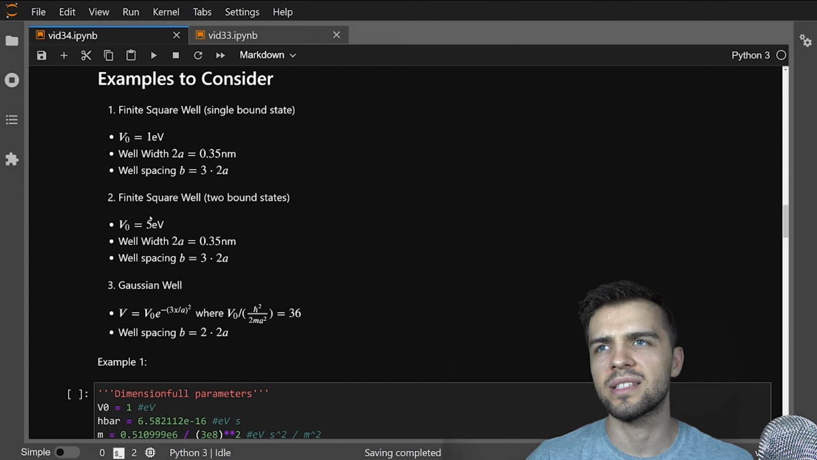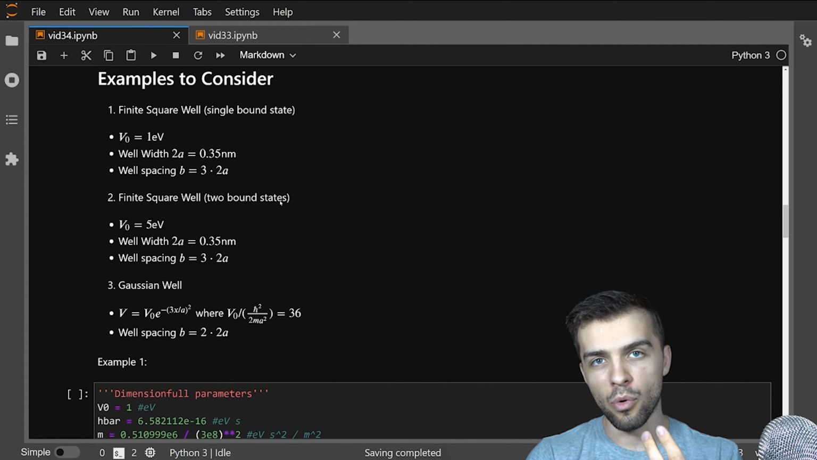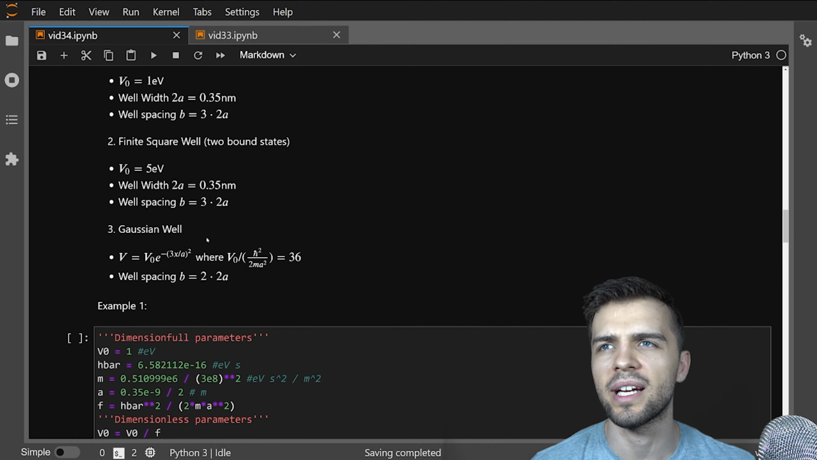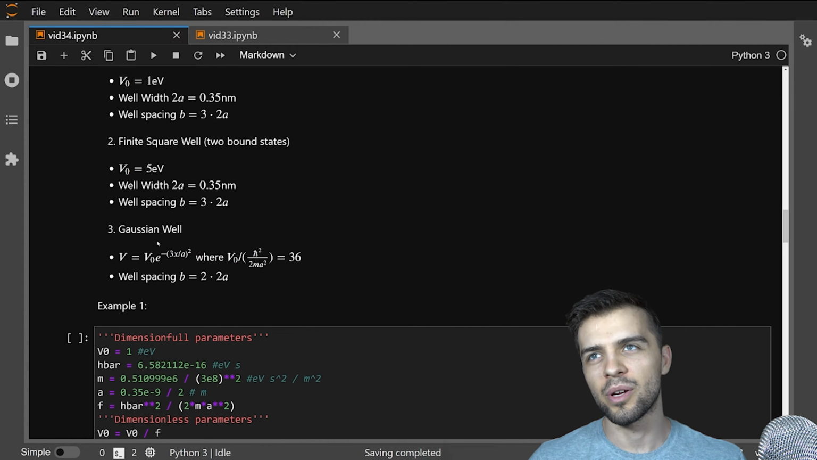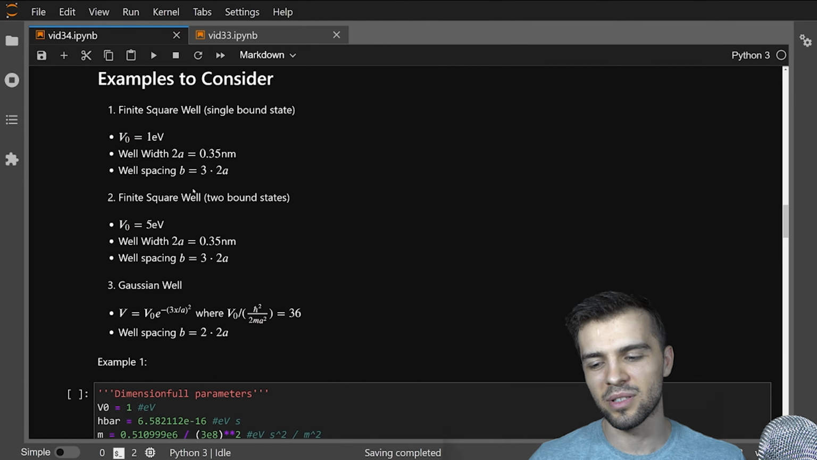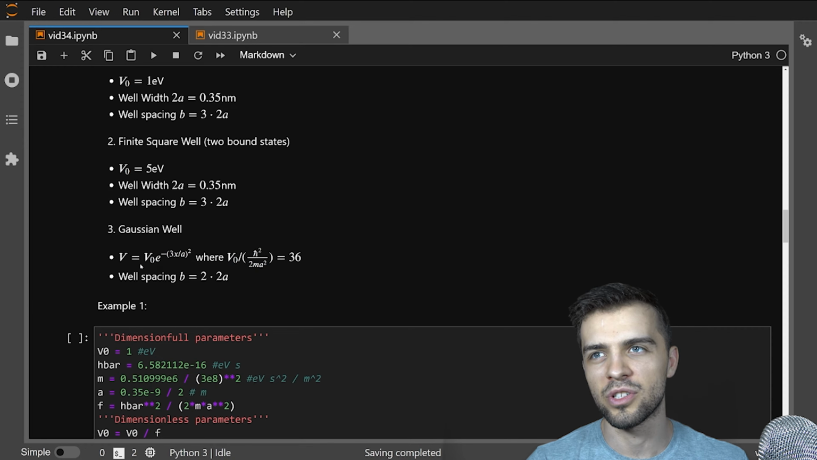Then we'll consider a slightly deeper finite well. This will have 2 bound states rather than just 1 bound state. Remember, the deeper the well, the more bound states you get. And then we'll also look at a Gaussian well. The point of this is that this is a numerical method where you don't have to consider these absolute cookie cutter versions of wells. You can look at arbitrary functions as well. So we'll look at this particular system here.